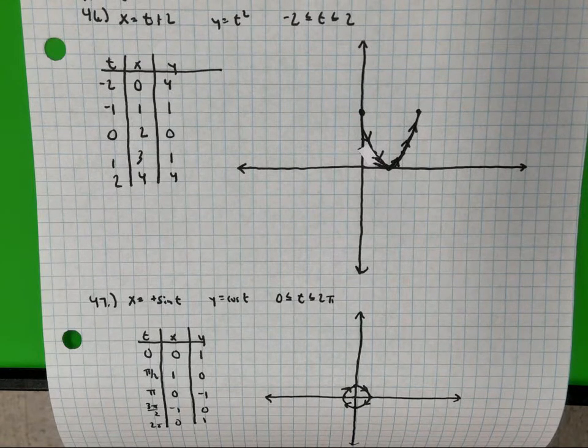Number 46, here's your two equations. Your interval is from -2 to 2. I put that in my t category. I substitute each of these into my equations. -2 plus 2 is 0. -1 plus 2 is 1. 0 plus 2. 1 plus 2 and so forth. Do the same thing for my y. Graph the points. Make sure you draw arrows. It does not matter how many arrows. You just need to see some arrows showing the direction.